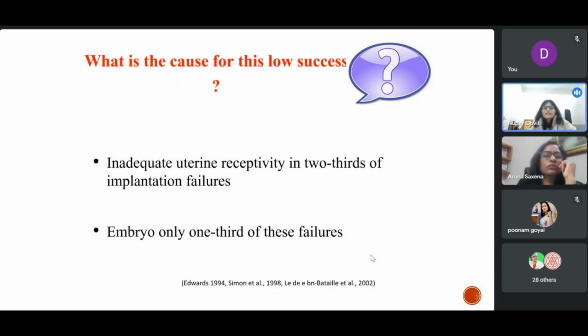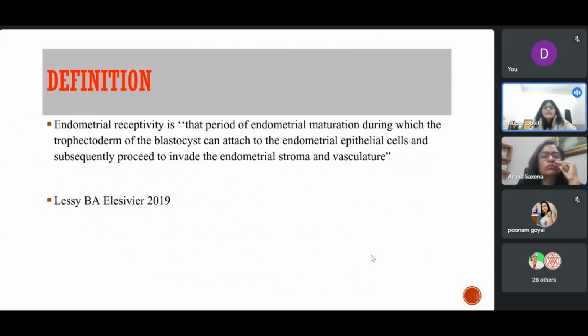It was estimated that embryos are responsible in 1/3 of these failures, and inadequate endometrial receptivity has been found to be responsible in 2/3 of the implantation failure. Recently, Lessey and Young defined endometrial receptivity as that period of endometrial maturation during which the trophectoderm of the blastocyst can attach to the endometrial epithelial cells and subsequently proceed to invade the endometrial stroma and vasculature.